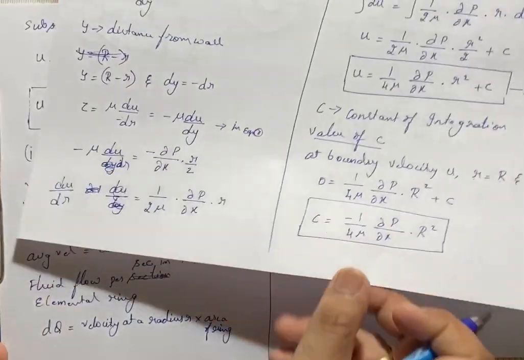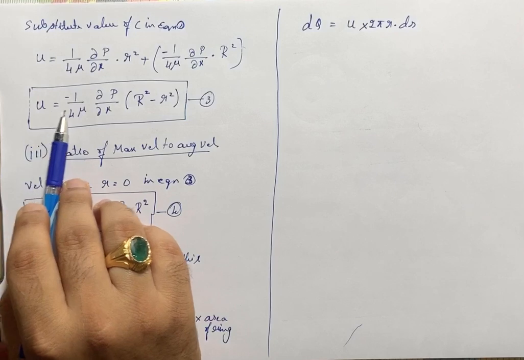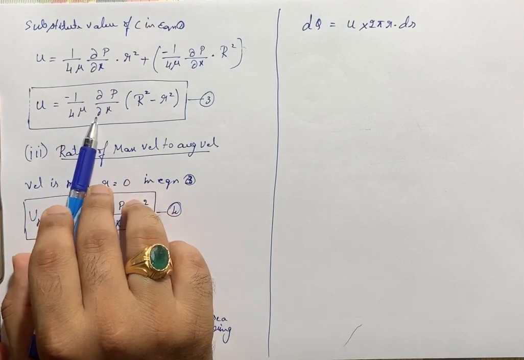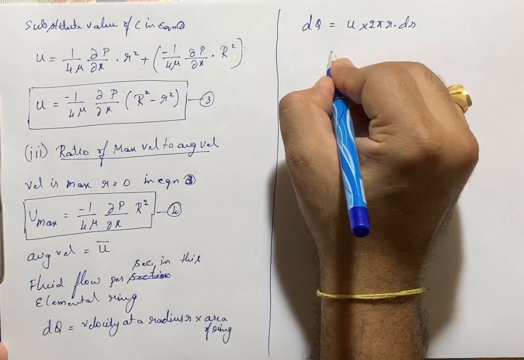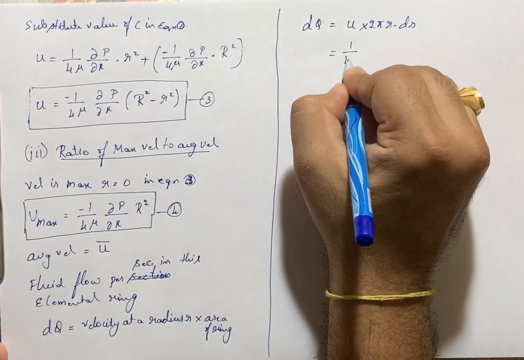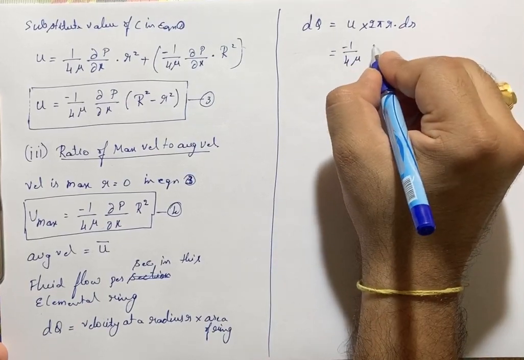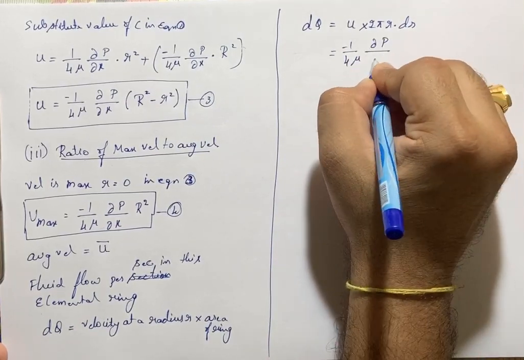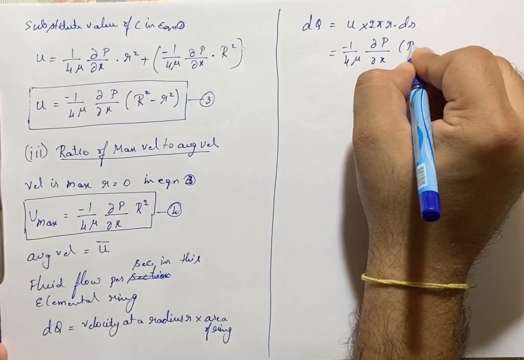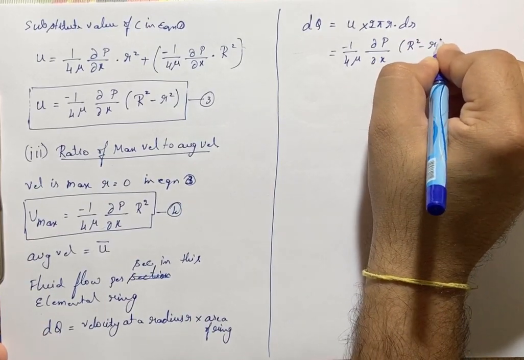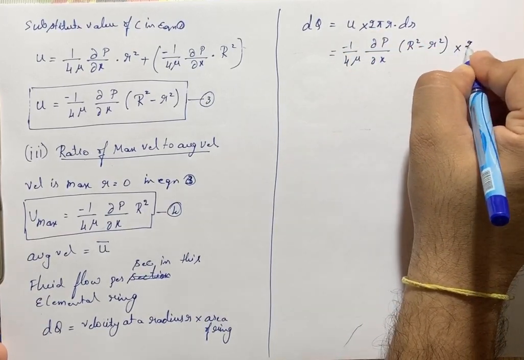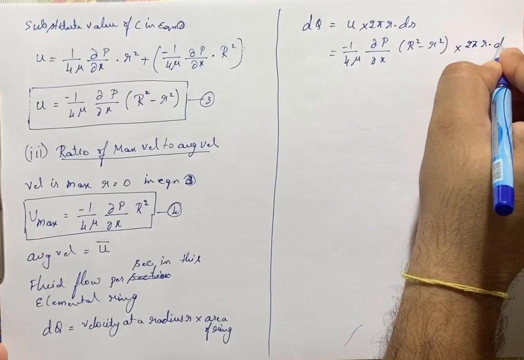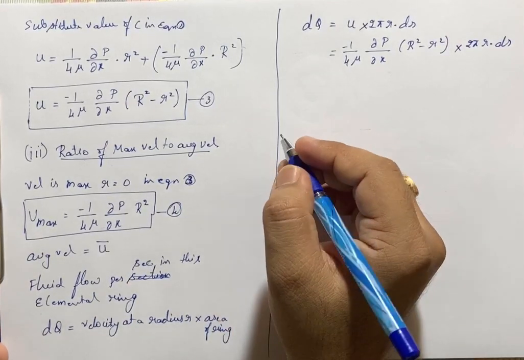Now what is velocity u? We have found this u: minus 1 divided by 4 mu dou p by dou x into capital R square minus small r square. So I will substitute the value of u here: minus 1 divided by 4 mu dou p by dou x into capital R square minus small r square, into 2 pi r into dr.